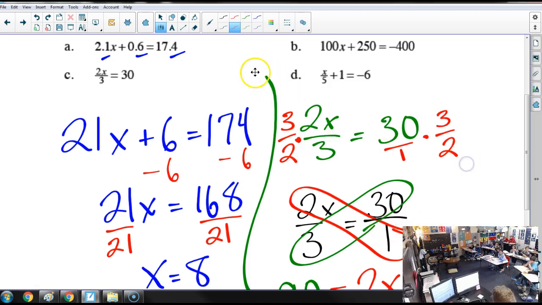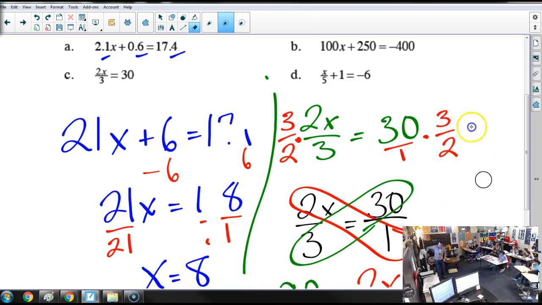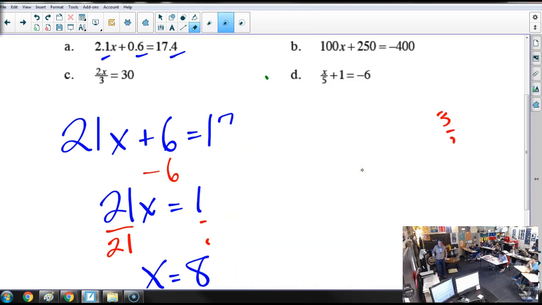Now in D, is everything a fraction? Is everything a decimal? Or what do I need to do? Do I have a volunteer that wants to help me for D? Alex? We kind of keep bouncing between you guys.